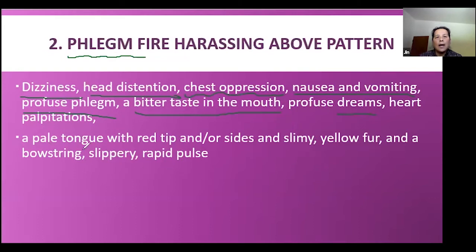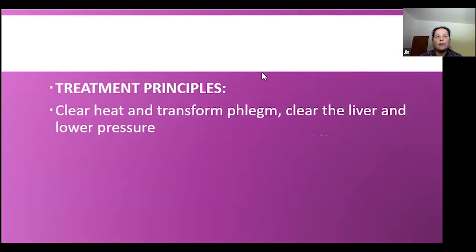The tongue, maybe a pale tongue, but maybe a red tongue, or maybe a red tip, or on the side part. And a yellow coating, and sometimes greasy, moist and greasy. And the pulse is wiry, slippery, and rapid. So that's basically heat combined with phlegm together. So we need to clear heat and transform phlegm and soothe the liver, and we try to make the blood pressure go back to normal.